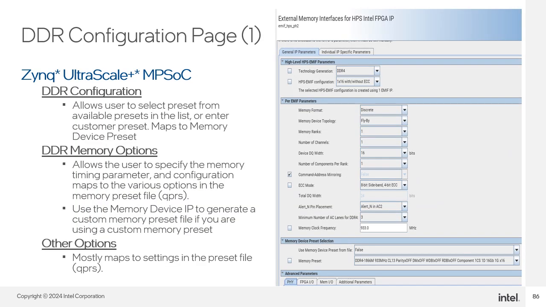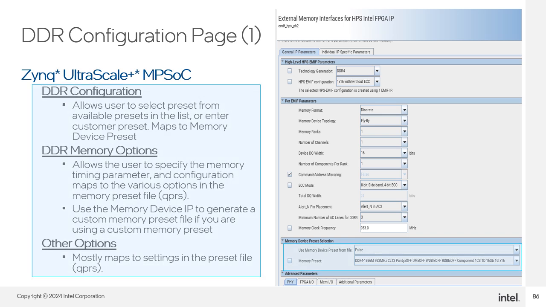This page shows the mapping of DDR configuration page to Agilex 5 FPGA HPS EMIF IP. The DDR configuration, DDR memory options, and other options mostly map to memory device preset selection or the options within the QPRS file. If the preset for the memory device that you are using is available in the drop-down list, select the desired preset memory. The various entries have already been specified once you select the preset.